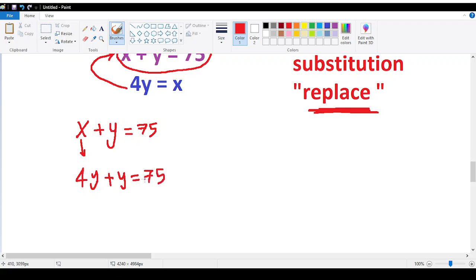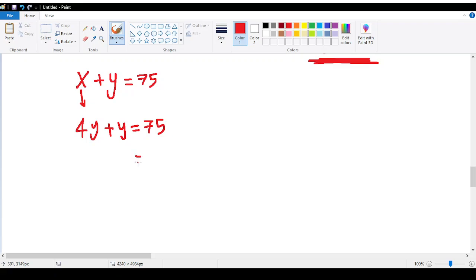Now it's very easy. 4y plus y is 5y. Equals 75. Now divide by 5. Divide by 5, this will cancel out. So y equals what?